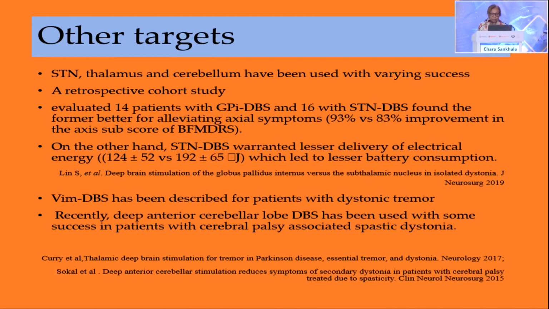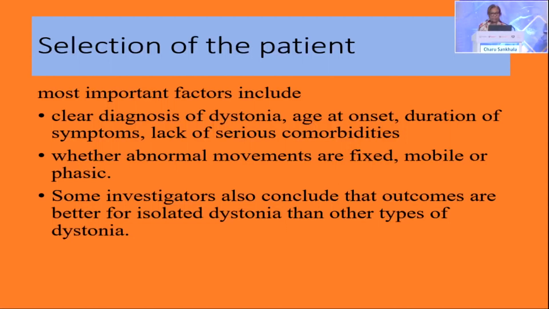VIM DBS has also been described in the patients with dystonic tremor. Earlier, the boundary between the essential tremor and dystonic tremor was so faint that I think a lot of essential tremor were dystonic tremor and were subject to the VIM stimulation. Recently, deep anterior cerebellar, there's a new significant role of cerebellum in dystonia. So deep anterior cerebellar lobe DBS has been used with some success in the patients with cerebral palsy associated spastic dystonia. We usually avoid cerebral palsy associated dystonia because they don't respond as well as isolated monogenic dystonia.